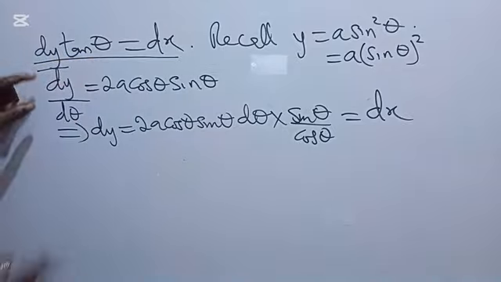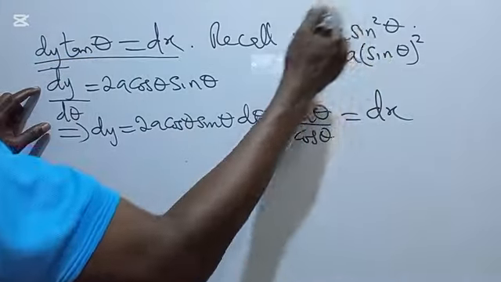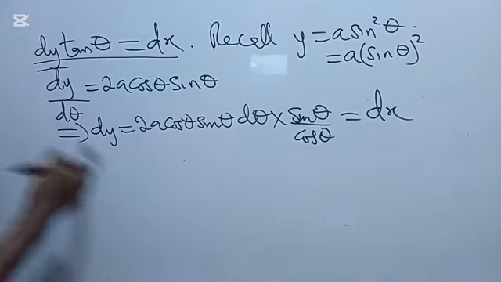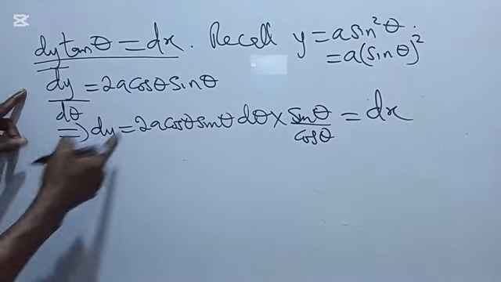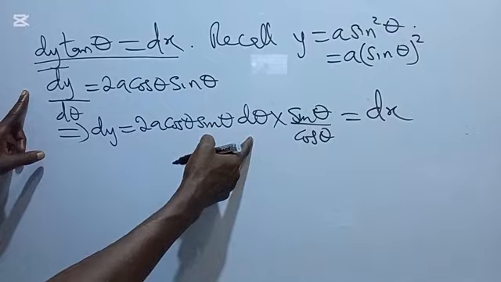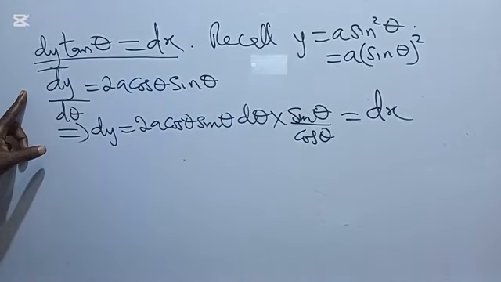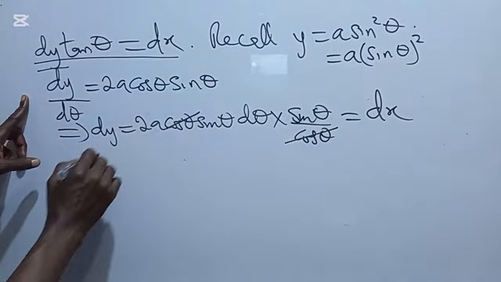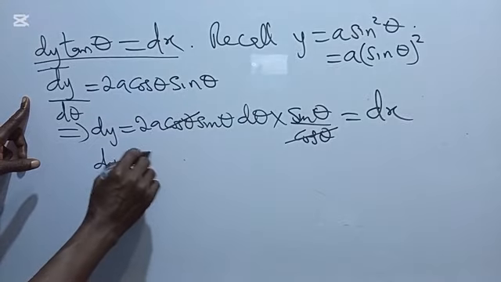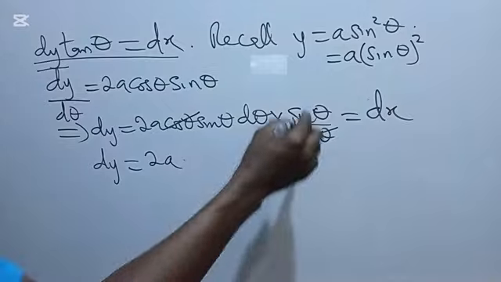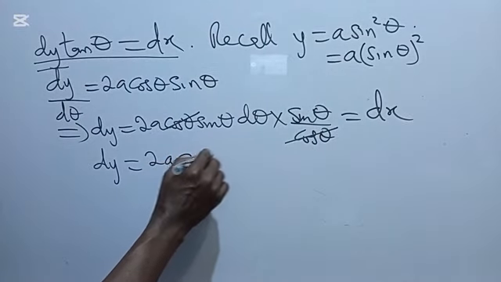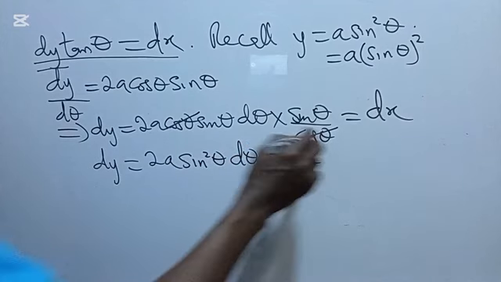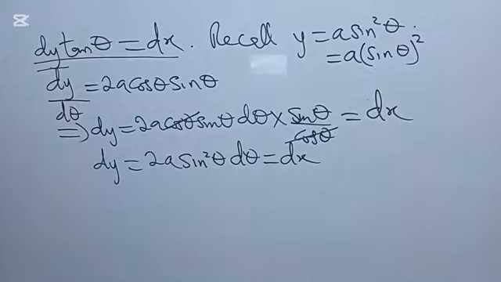Good. Our dy, from our assumption, will be equal to this when we differentiate with respect to theta. Now, when I cross multiply, I have dy is equal to this d theta, then times our tan theta, which is sin theta over cos theta. So it's equal to that. So this we cancel this. So now we have the y is equal to 2a sine square theta d theta is equal to dx.